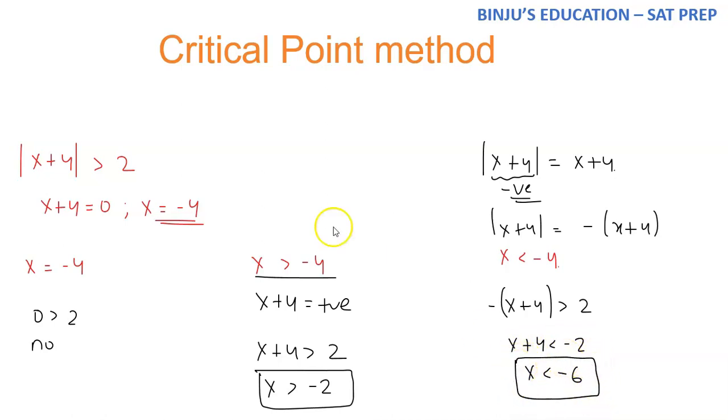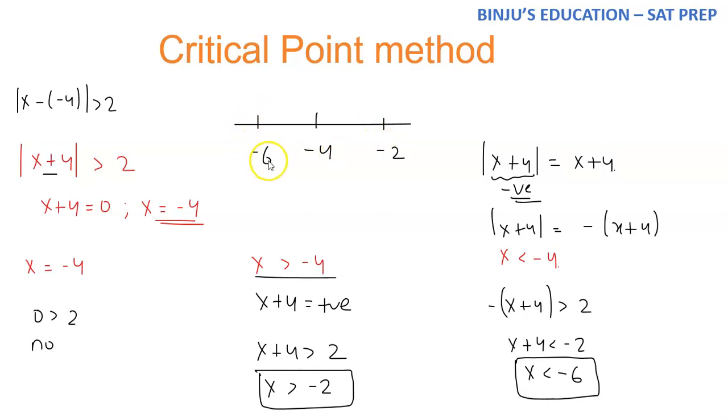Now you can verify your result using the distance concept. I have a positive, so I'm going to break this into two negatives, and this will become x minus of -4 is greater than 2. So I'm going to put -4. Two numbers which are at a distance of 2 units from -4 are -2 and -6.